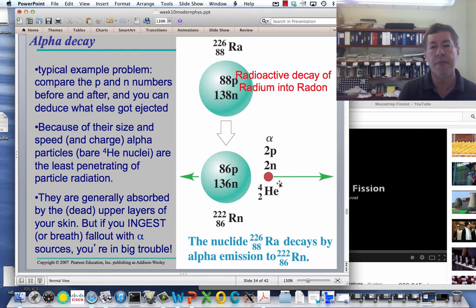What about this helium nucleus here, this alpha particle? Well, that is going off probably at a pretty high speed with a lot of energy, but like I said, it has 2 plus charges here, and so it's going to slow down pretty quickly when it interacts with any other matter. It's going to start acquiring electrons and so on.